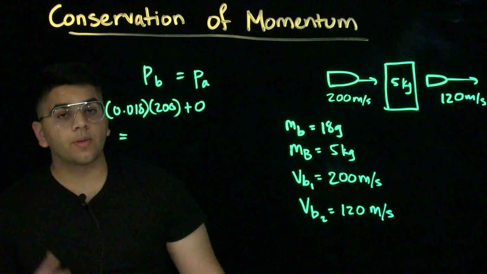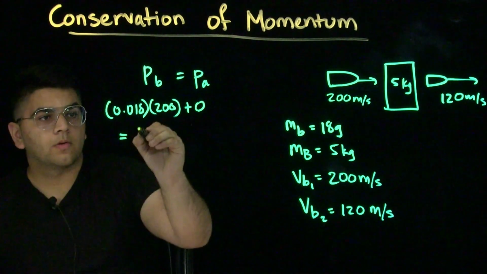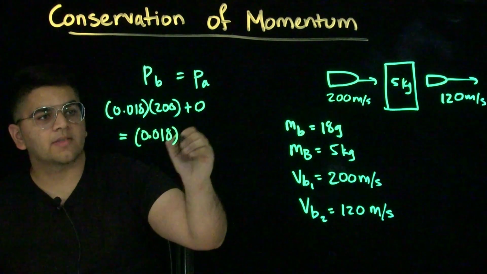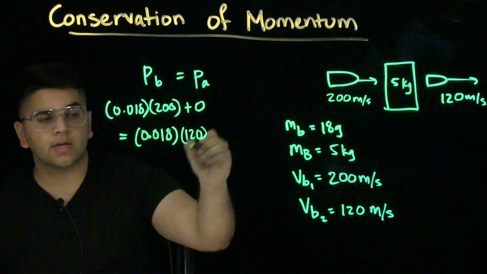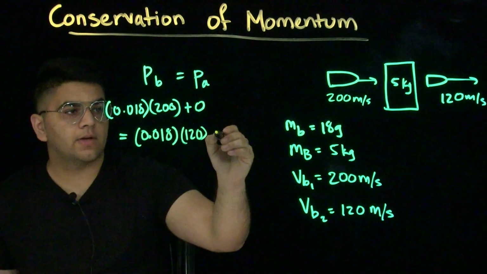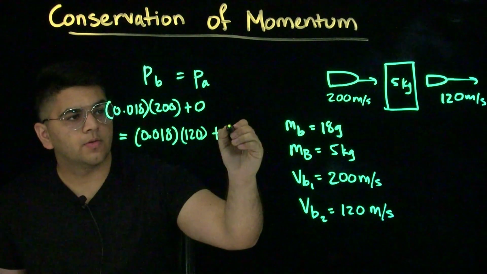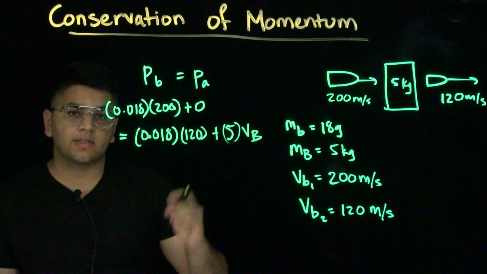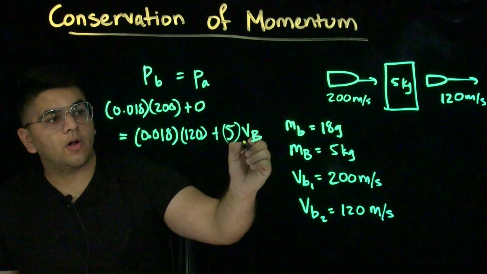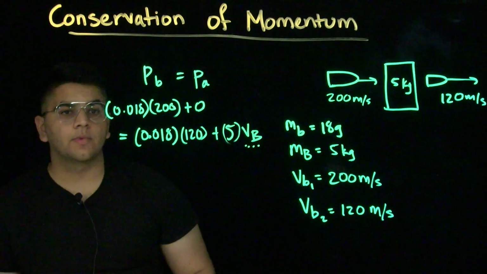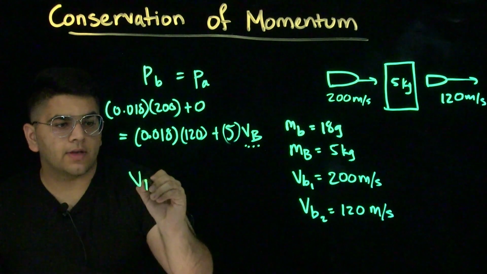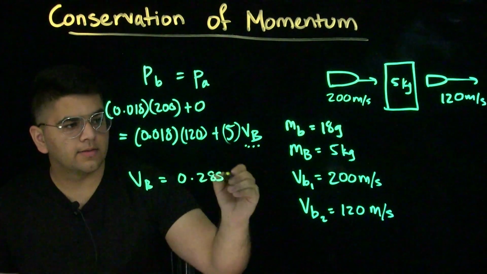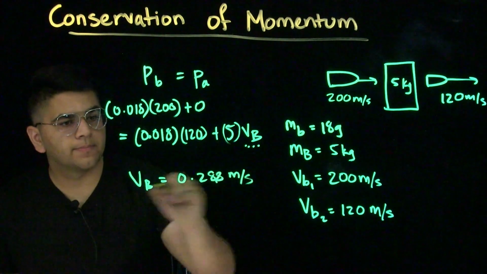After the collision, we know that both objects are moving. We know that the momentum of the bullet after the collision will be the mass of the bullet times the 120 meters per second, its new velocity. And finally, we'll have a momentum for the box, which is the mass of the box times the velocity of the box, which we'll refer to as velocity of B. Now we can see all we have to do is solve for the velocity of the block. When we do that, we get the velocity of the block after the collision is 0.288 meters per second.